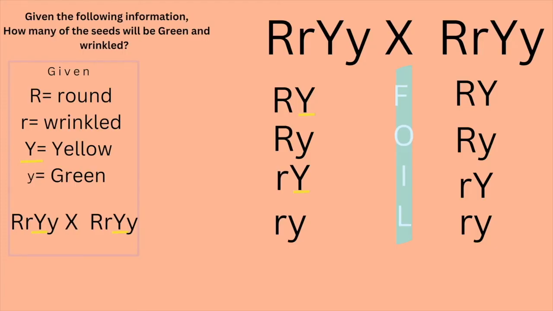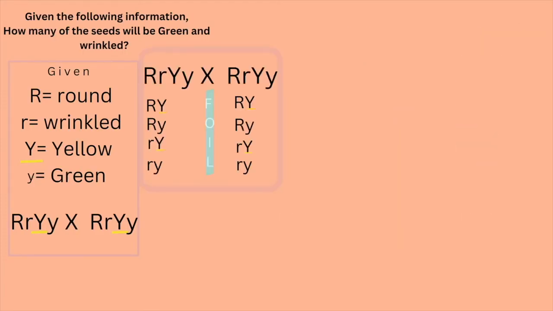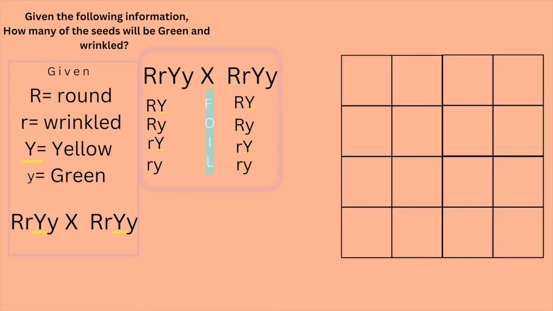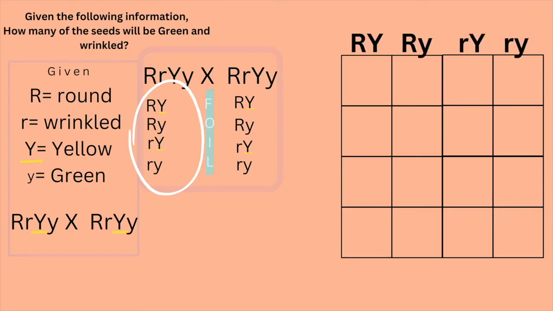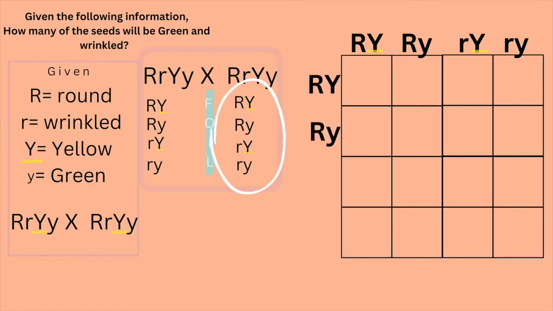Awesome. So now we're going to use these genotype combinations and put them into our Punnett square. These are all for the first plant parent, and we will put them up here. And these are all for the second plant, and we will put them down here. By the way, it doesn't matter where you put parent 1 or parent 2. When you cross them, it's all going to be the same. So let's fill in a couple of these together.